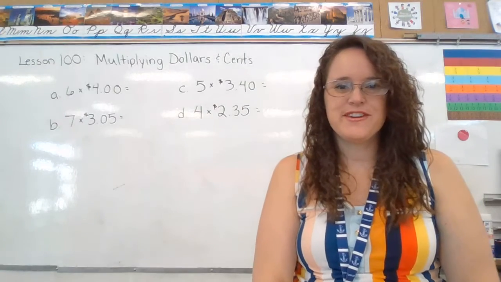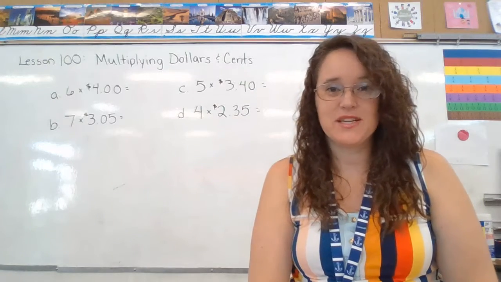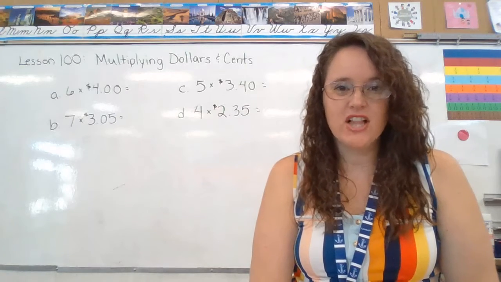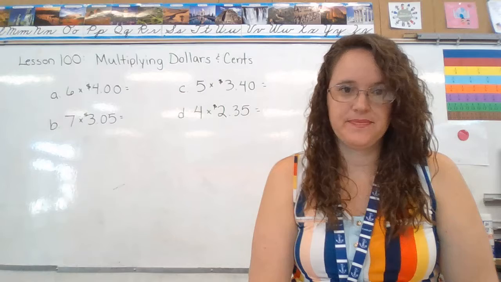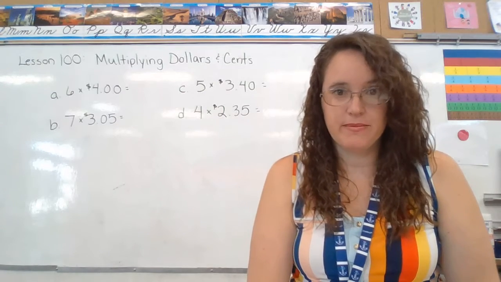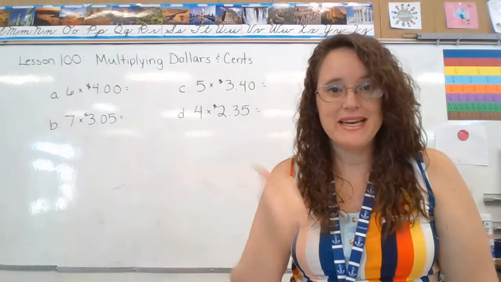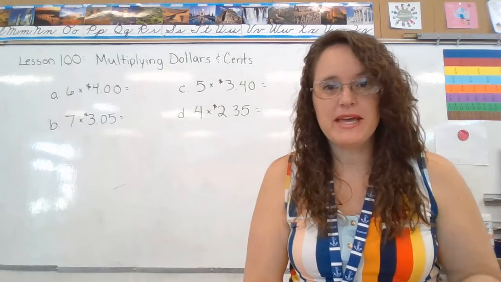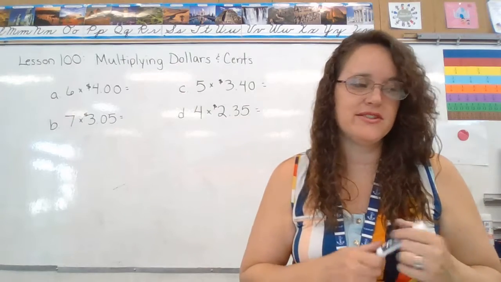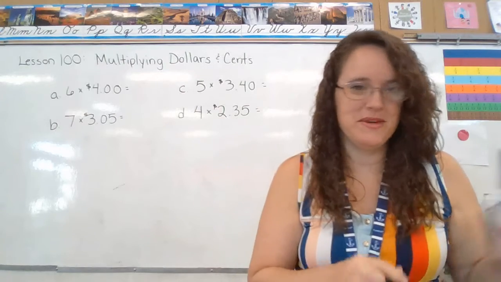Hi class, today we are on Saxon Math Book 3, Lesson 100, and today you're going to learn how to multiply dollars and cents. So, you've learned how to multiply a 3-digit number. When we're talking about money, it changes just a little bit because we've got a decimal point in there, and I'm going to show you how to deal with that in just a few moments.